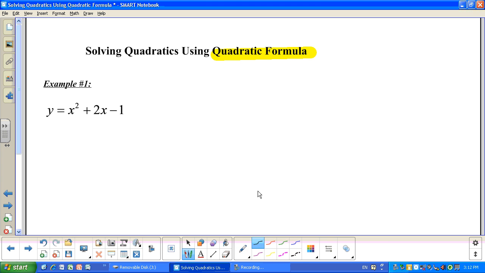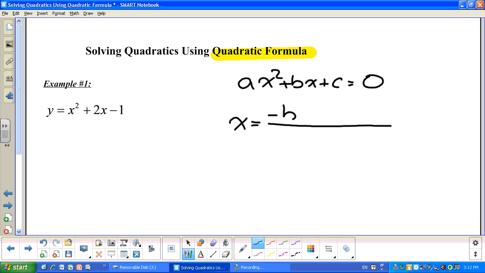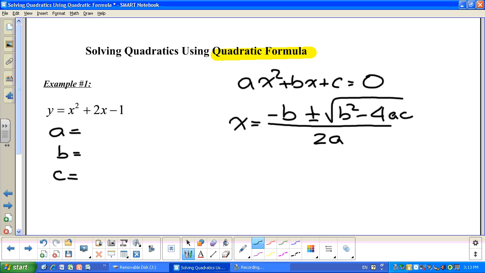Well, the quadratic formula was developed from the quadratic equation in standard form by completing the square, and the quadratic formula goes as x equals negative b plus minus square root of b squared minus 4ac over 2a. Oh, this seems scary. What are these a, b, and c? Let's see for my particular example, number 1. a equals, b equals, c equals. How much is a? 1, 2, and negative 1.